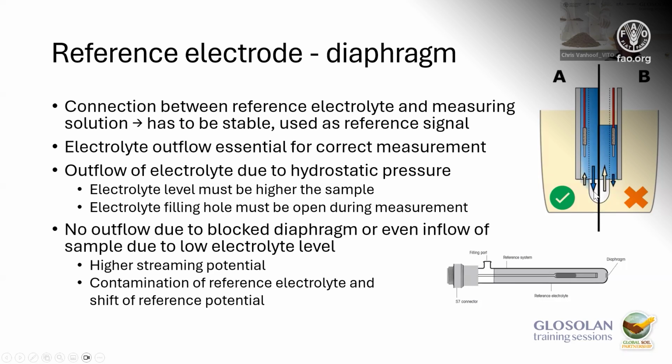So you also have to avoid that this diaphragm is blocked, because that can have an impact on your signal, and then you get a deviated pH result. The diaphragm is important so that you have an electrolyte exchange, and it's also important that it is open so that the exchange is performing very well.